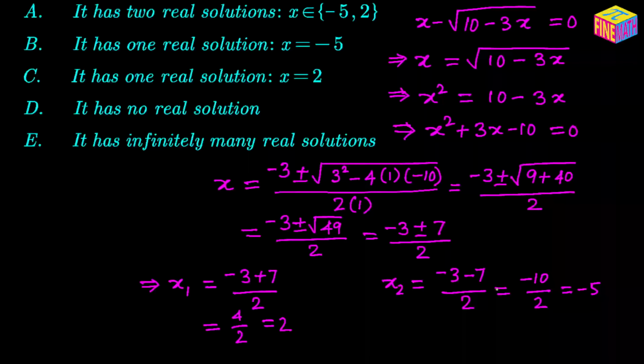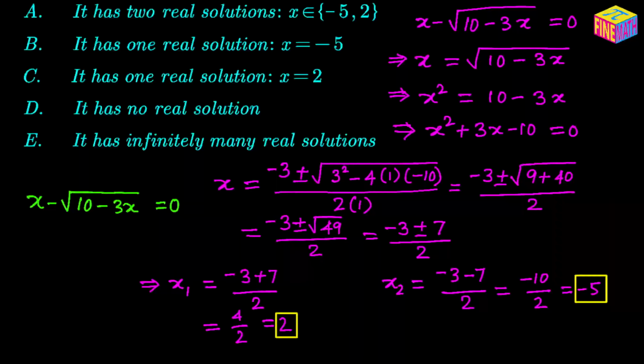So we have to check each of the solutions in the original equation to make sure that yes, they are going to satisfy the equation. So now we are going to try these values of x. One of them is the positive 2, and the other one is a negative 5. So we need to try both of them and see if they both satisfy the equation or if just one of them is satisfying the equation, right? So now what is our equation? Well, our equation is x minus square root of 10 minus 3 times x, that is equal to 0. This is our original equation.